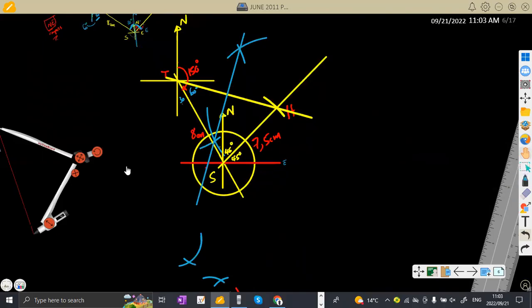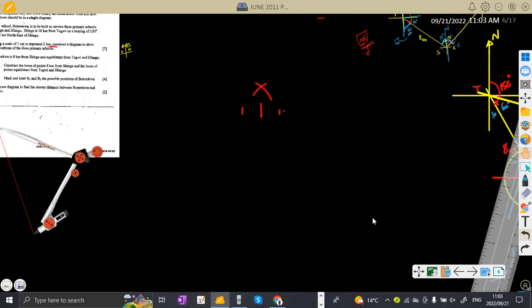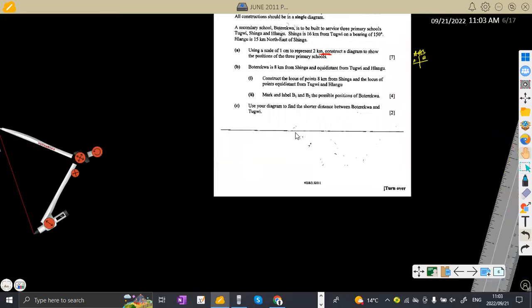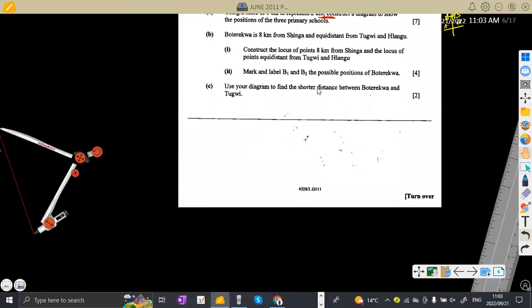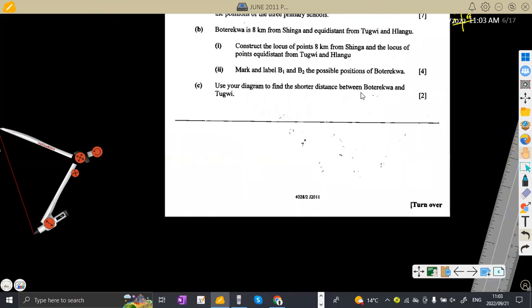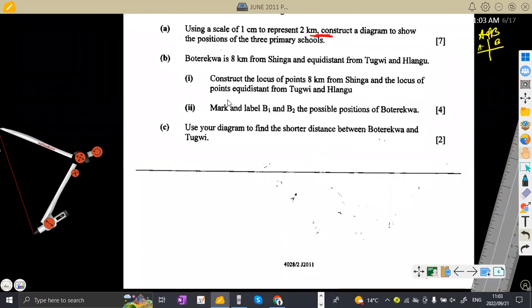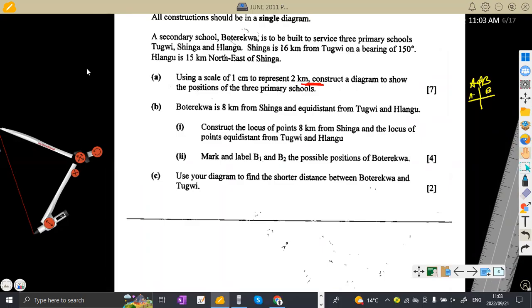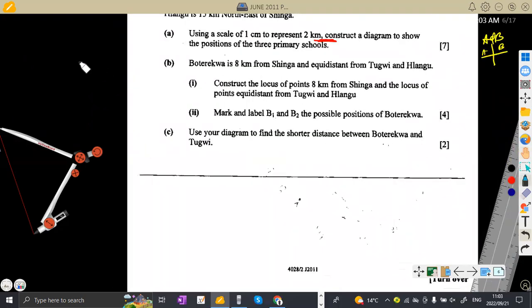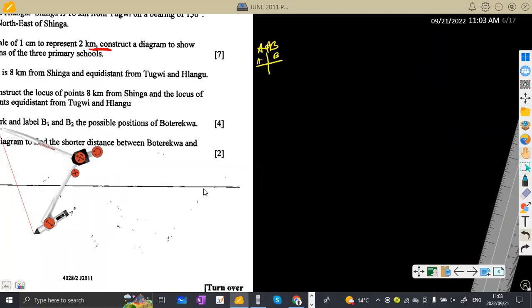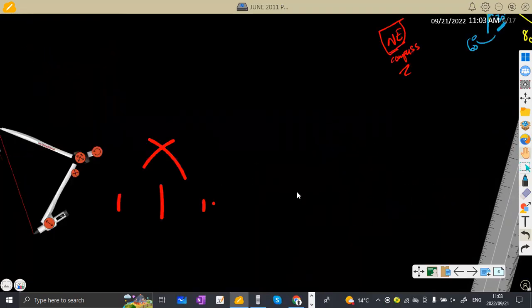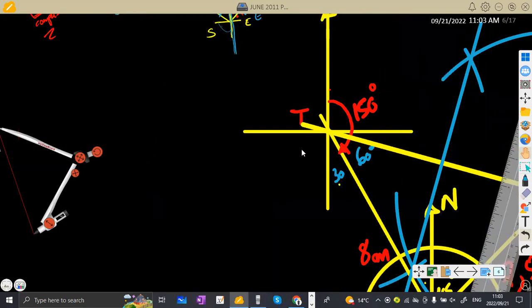You've bisected your line. Okay, so the other consideration now was for us to mark and label the points B1 and B2, which are the possible positions of Boterekwa. So Boterekwa, we are told, is equidistant, which is 8 kilometers. So which means we need where we had a circle. Because equidistant, the first one was a circle and the other one was like this. So these are the 2 possible positions. So on our diagram, we just need those 2 possible positions. We mark them and we name them B1 and B2. That was the case.